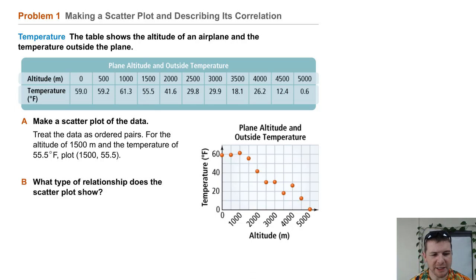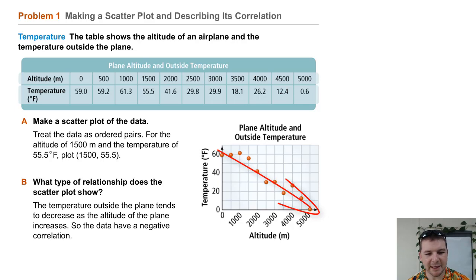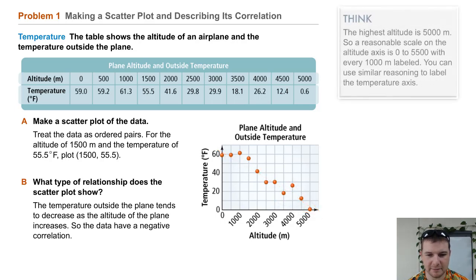B, what type of relationship does the scatter plot show? The temperature outside the plane tends to decrease as the altitude of the plane increases. So the data have a negative correlation.